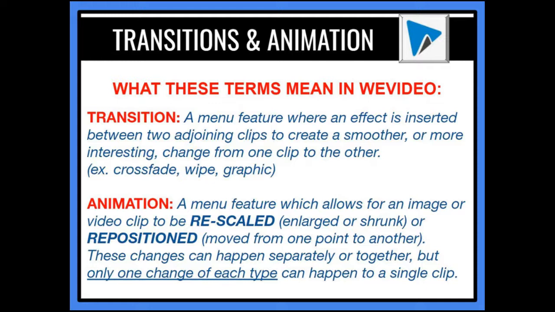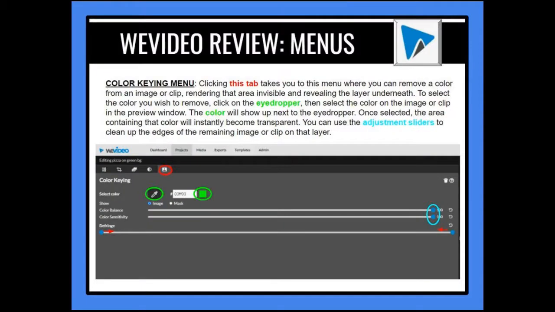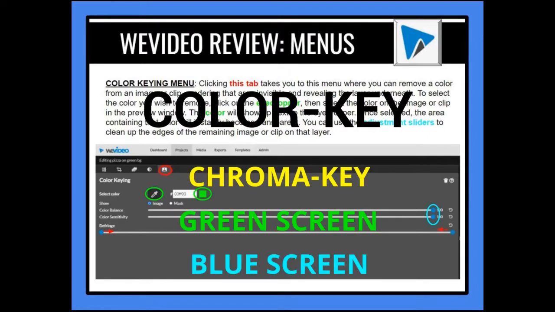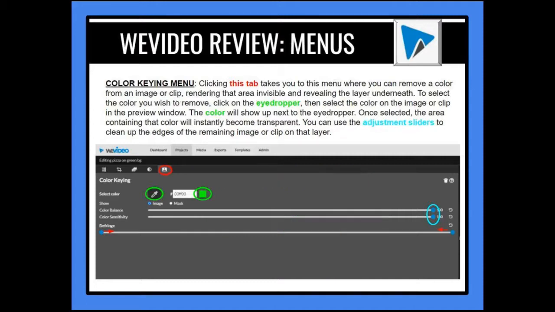In addition to using that new animation feature, we're also going to be using a new menu, which is the color key. Color key is also known as chroma key. It's also known as green screening or blue screening. They all mean the same thing. And it's used to actually remove color and create transparency so that we can see through one layer to the layer beneath it.